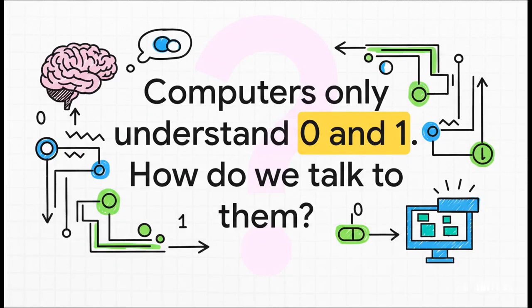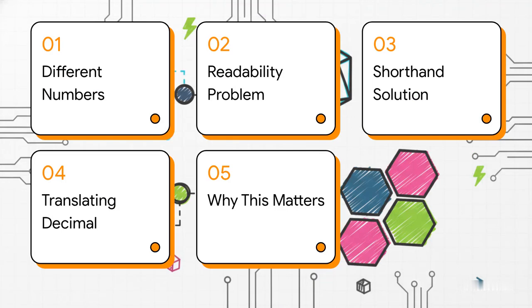At their very core, all digital electronics, your phone, your laptop, everything, are just billions of tiny switches that are either on or off, a 1 or a 0. So if they only speak this super simple two-word language, how do we get them to do all the complex, amazing things they do? So here's our game plan.